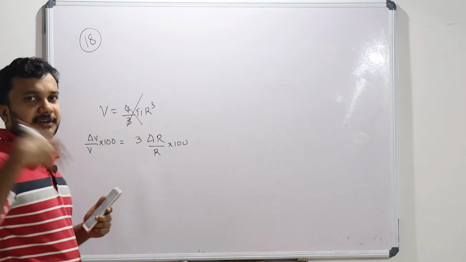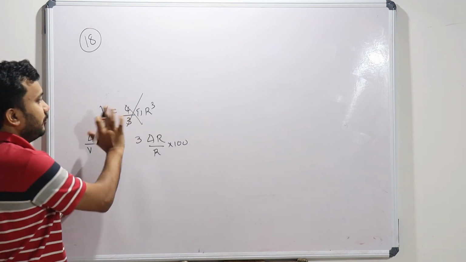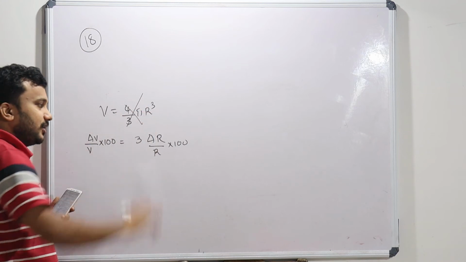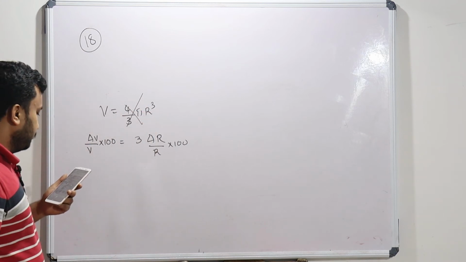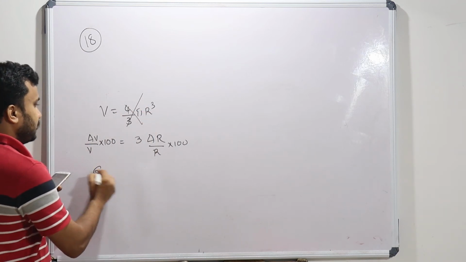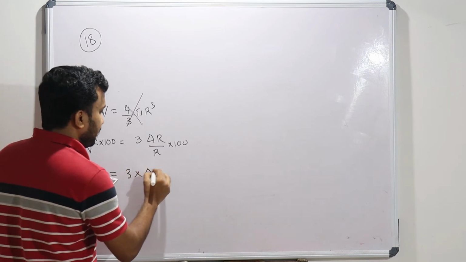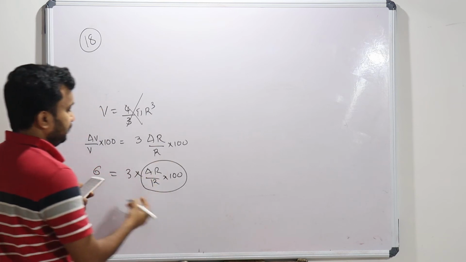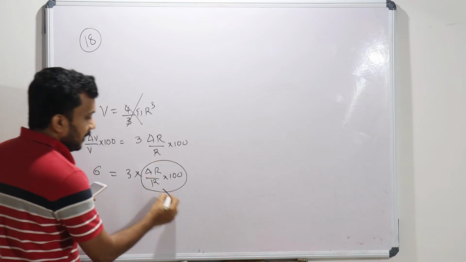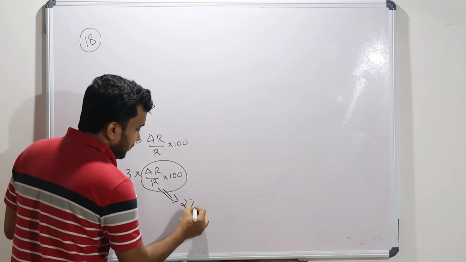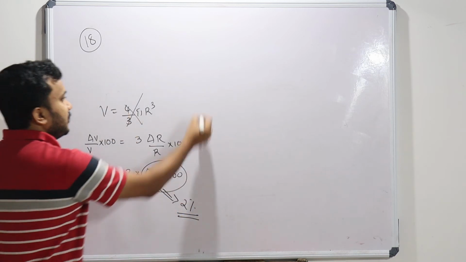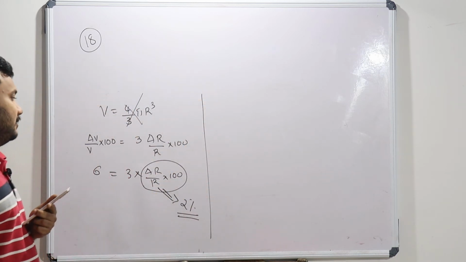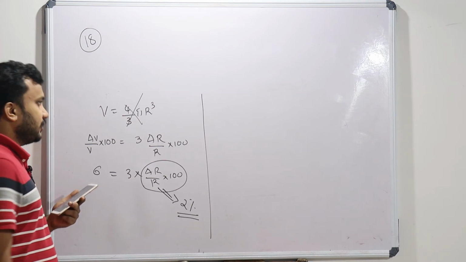A constant will never introduce any errors. So you can forget about it. This is a formula, constant you can ignore. What is the error in the volume? 6%. So 6 is given. So 3 into delta R divided by R into 100 is 6. What is the value of this one? 6 by 3. So this value is equal to how much? 2%. We need to find out the error in the calculation of surface area.